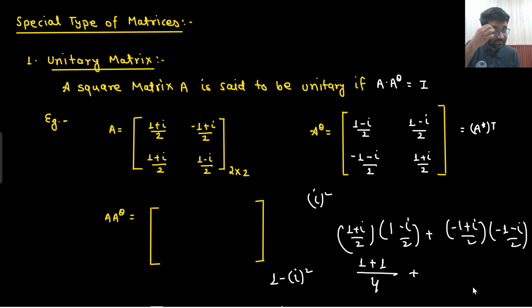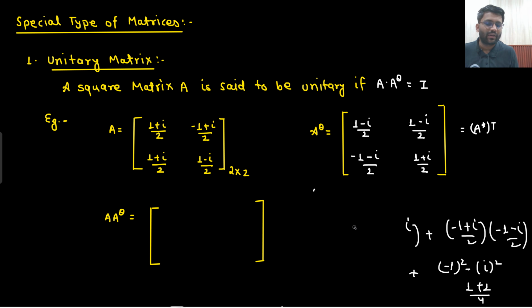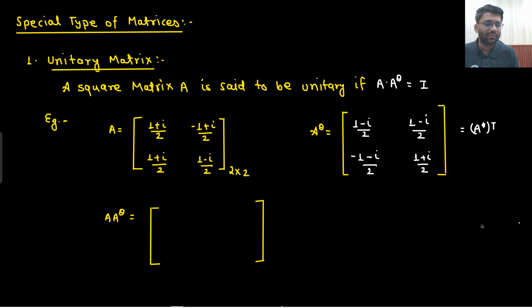Here again A plus B, A minus B, so A square minus B square. Again minus 1 squared is 1 only, and I square is minus 1. So again 1 plus 1 divided by 4, which is 2 by 4, which is 1 by 2. So 1 by 2 plus 1 by 2 will be 1 only. So you do the multiplication, you are getting 1 here. In the next one, you will get 0. Okay. So in that manner, what will you get? 1, 0, 0, 1. That means it is an identity matrix.